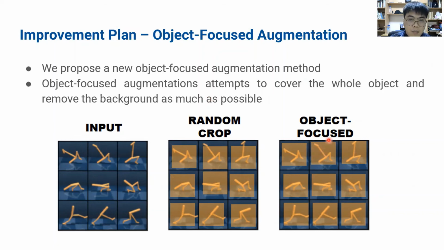And here is an example of the object focus compared to random crop. You can see it tries to cover the whole object, whereas with random crop, it might cut off some part of the object.